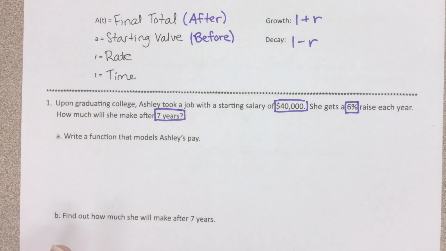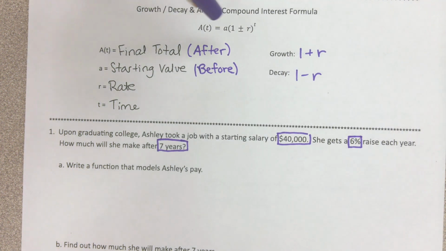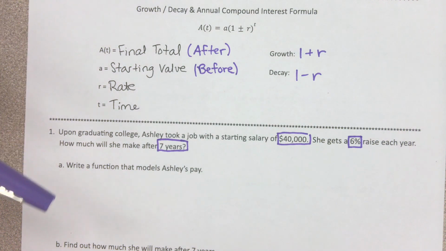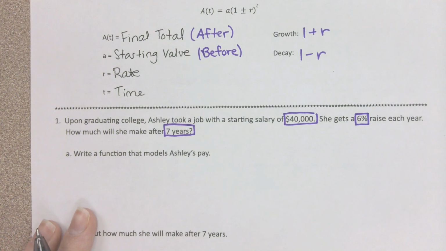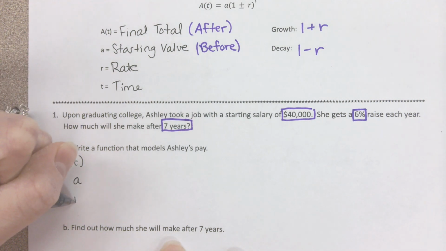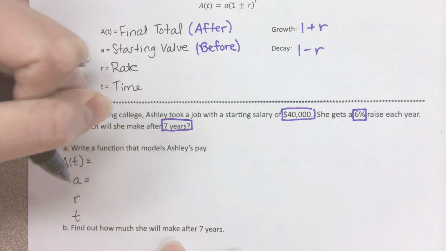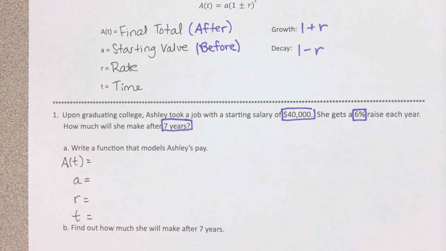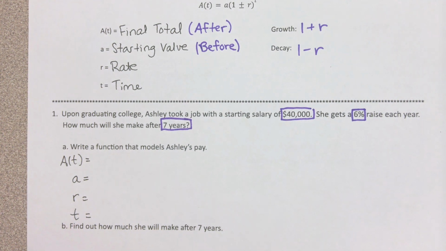So how I like to approach these problems, anytime I have an equation that has a bunch of variables in it, I like to make a list just like this list here and then fill in the values I have. This is especially useful in higher level math and in your science classes as well. You often have different formulas with different variables. This helped me keep my thoughts straight and figured out what I had and what I didn't have. So I'm going to make that little list over here. A of t, little a, r, and t. And we'll start filling this stuff in.